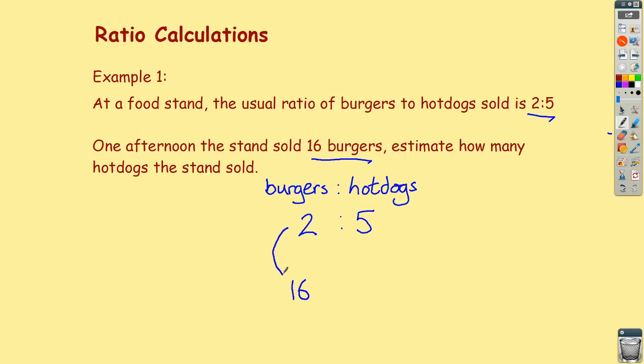And what we're going to ask ourselves for step 2 is what did we multiply 2 by to get that 16? Okay? Should be pretty easy to work out. We just multiplied it by 8, okay? Because 2 8s give me 16. What that means is to estimate the number of hot dogs for that same afternoon, we're going to have to multiply this side by 8 as well. Okay, 5 eighths, you should be able to work it out, is 40. Okay, so 16 to 40 on that particular day means that we sold 40 hot dogs at this stand.